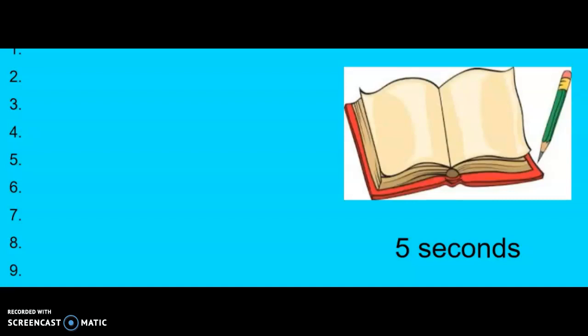Number 4. What is 83 to the nearest 10? What is 83 to the nearest 10? Number 5. Add 3.5 and 1.5 together. Add 3.5 and 1.5 together.